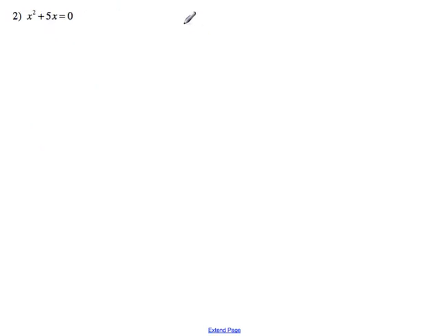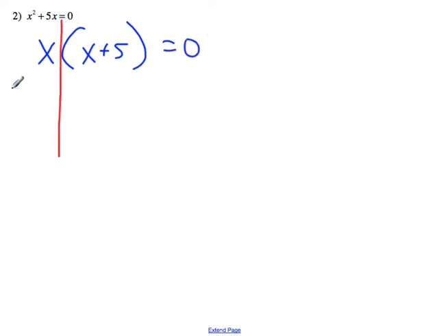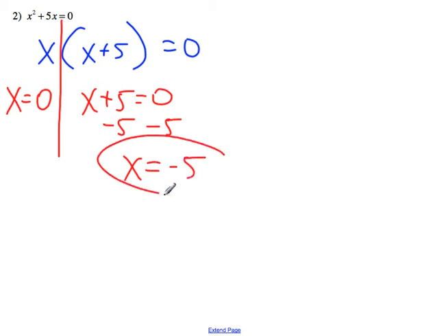Let's do another one like that. In this case here, we could first pull out the x. That's key here. That's what you have to do. You have to pull out the x. And then we could split and solve and set each term equal to 0. So x equals 0 and x plus 5 equals 0. Minus 5, x equals minus 5. So here are our two answers.